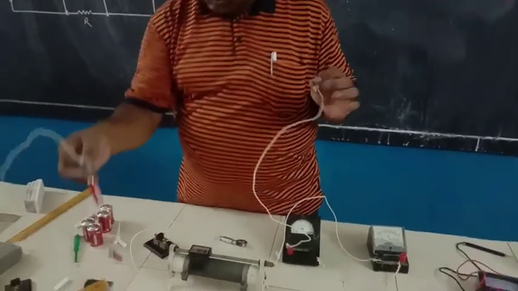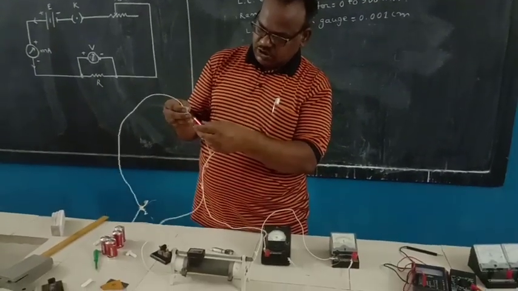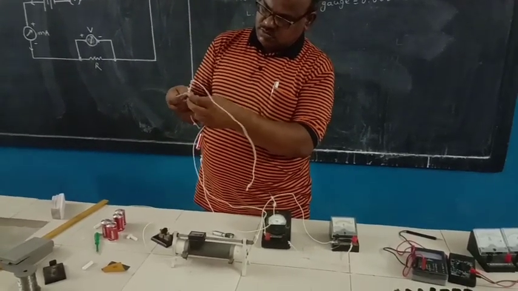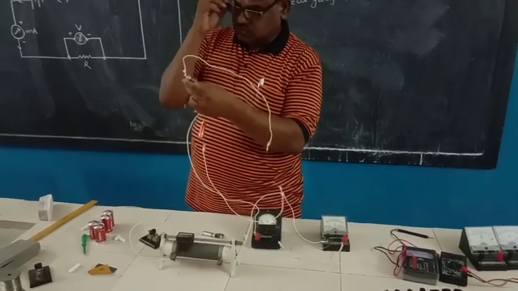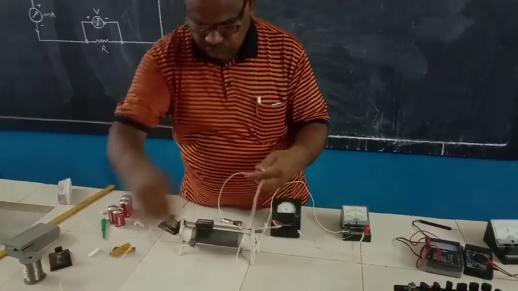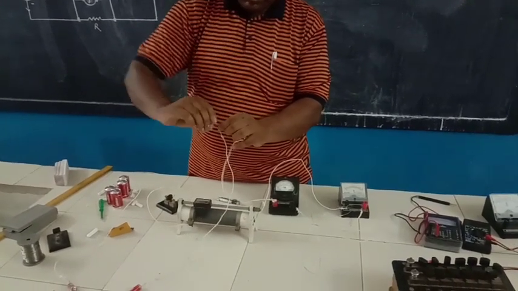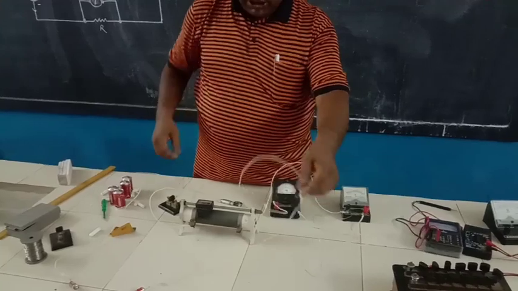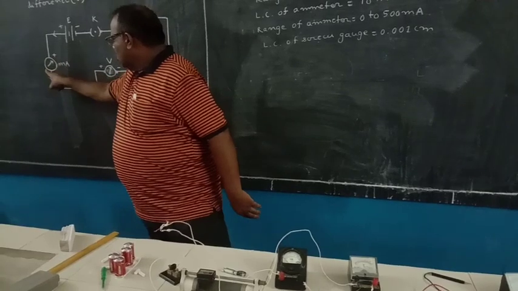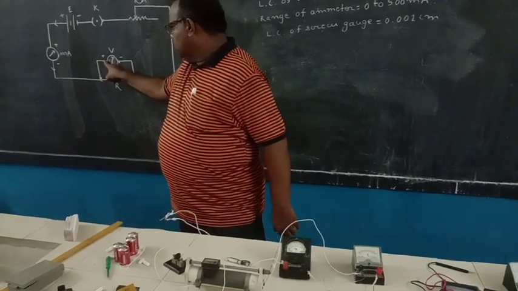Here you see I have taken the cell. This is a battery; 2 cells I have connected. This is the positive terminal, so this will be connected. I have connected this with this. Positive is connected. Then the other end of the milliammeter, this is the negative terminal, is connected to the common terminal of these two.